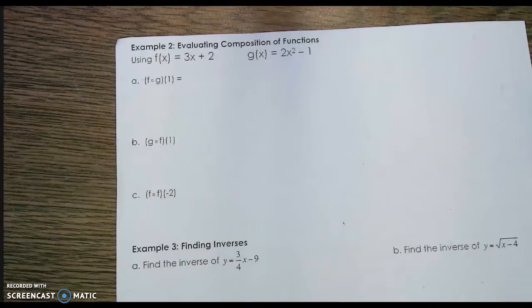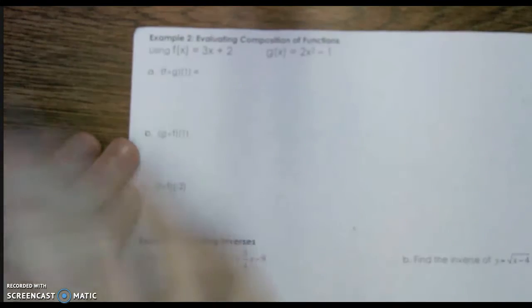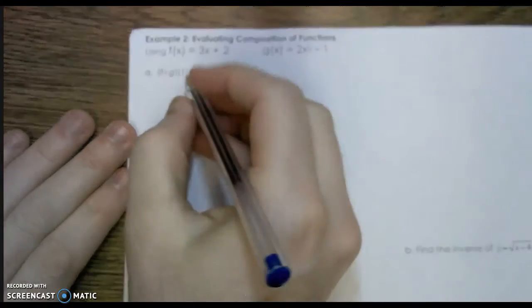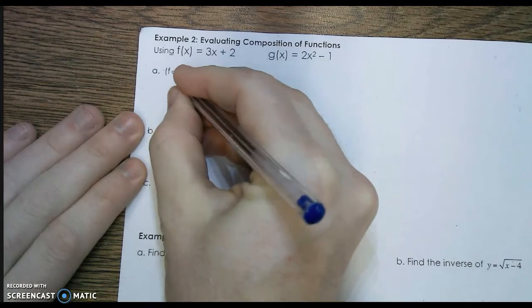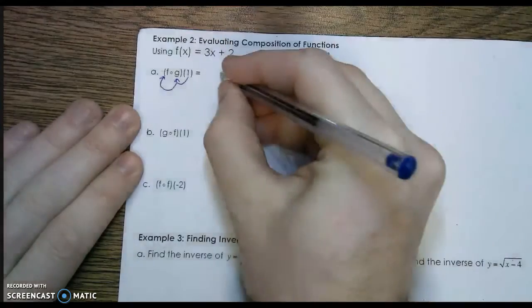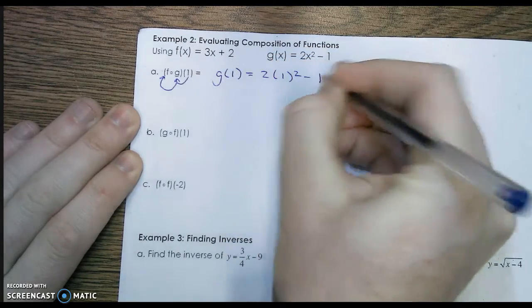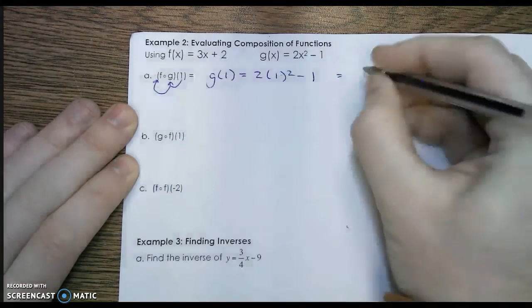We're doing similar things on the back, just written with the open circle instead of the f of g of x, but it means the same thing. If there's an open circle, this does not mean multiply. This means take 1, plug it into g, take that answer, plug it into f. So let's take 1 and plug it into g. And here I'm getting 2 minus 1, which is 1.